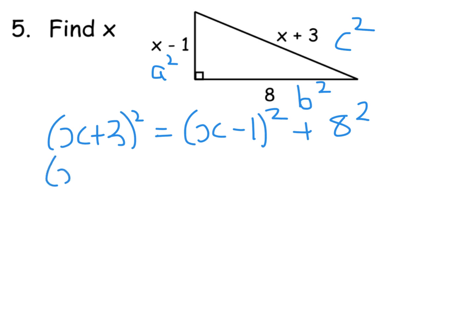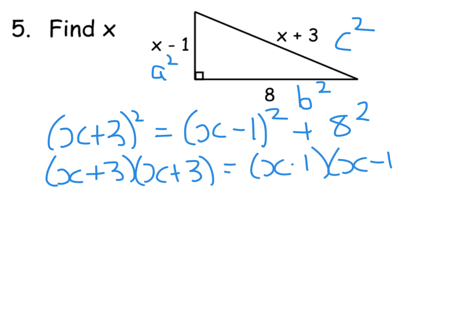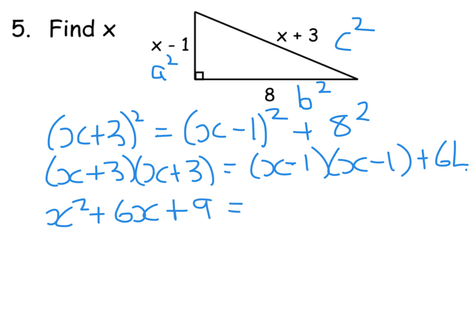And then this gives us x plus 3 all squared equals x minus 1 all squared, and then plus, let's just change that to 64. Right, expand our brackets. So we have x squared plus 3x, I'm going to cheat now and maybe take that to a 6x. And then 3 times 3 is 9. Then we'll have x squared. We'll have minus 1 is minus 2x, plus 1 plus 64.